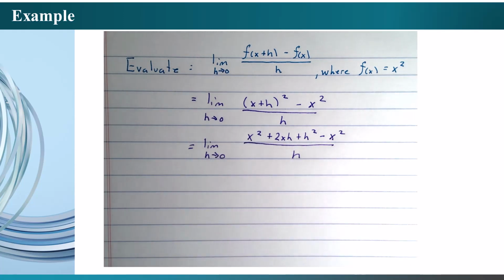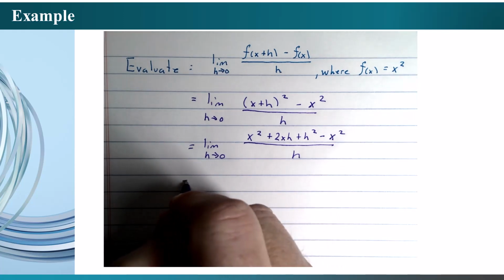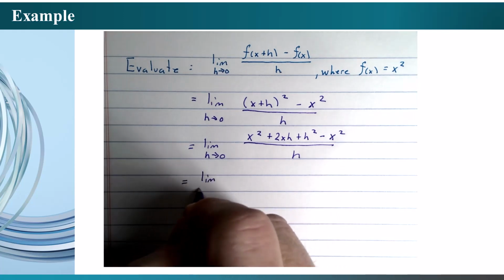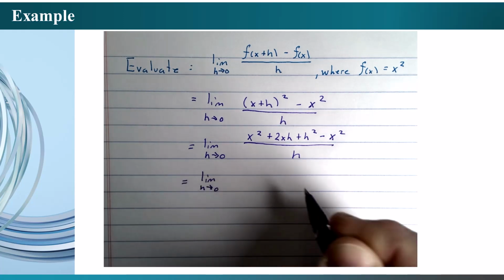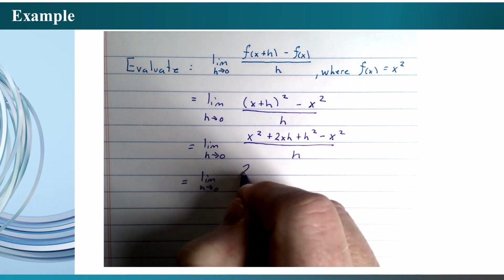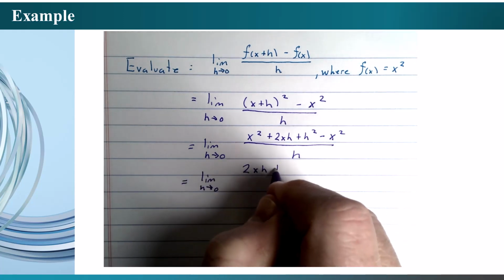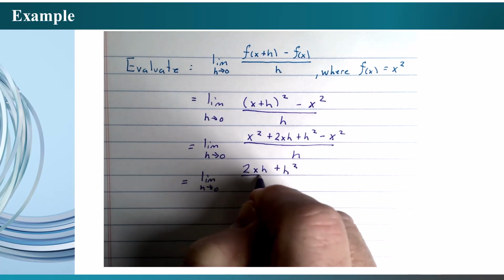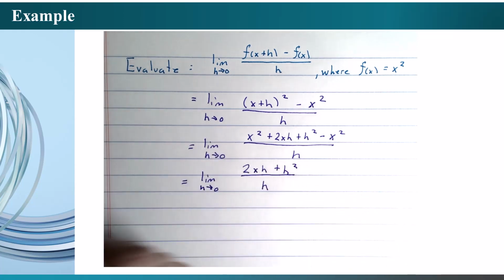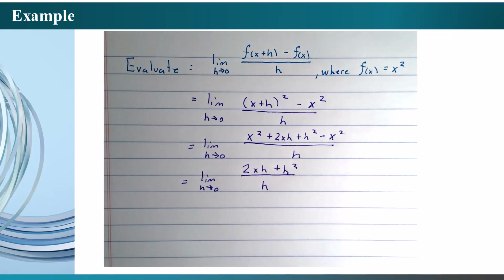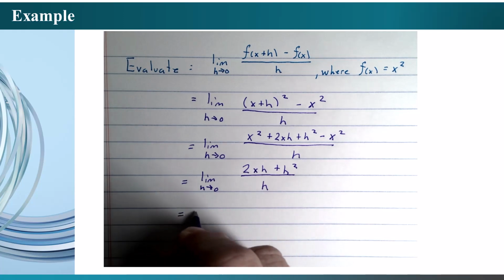Well, it looks like we can cancel x squared and negative x squared, which gives us the limit as h approaches 0, and what we're left with is 2xh plus h squared in the numerator, and in the denominator I have h. Well, it looks like we can take this one step further.